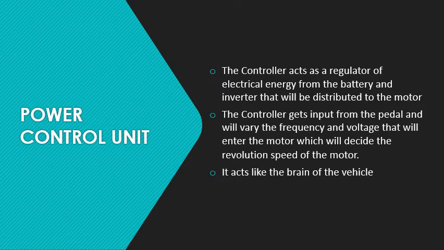Power control unit. The controller acts as a regulator of electrical energy from the battery and the inverter that will be distributed to the motor. The controller gets input from the pedal and will vary the frequency and voltage of the signal that will enter the motor, which will decide the revolution speed of the motor, which will in turn decide how fast or slow the vehicle moves. In a way, it acts like the brain of the vehicle.